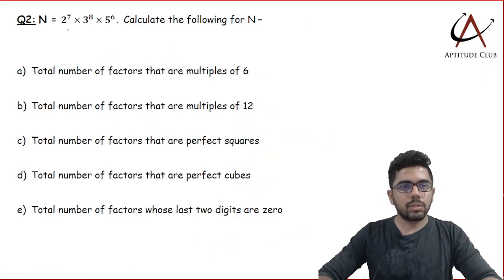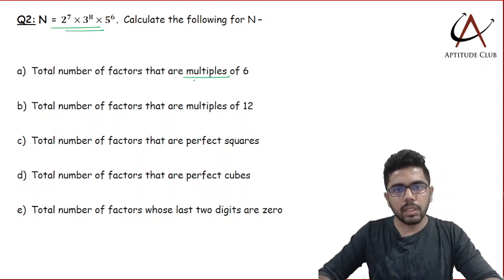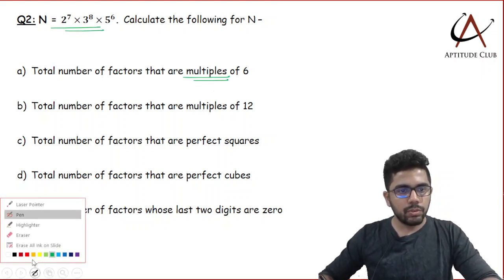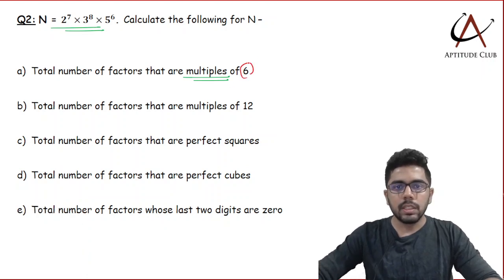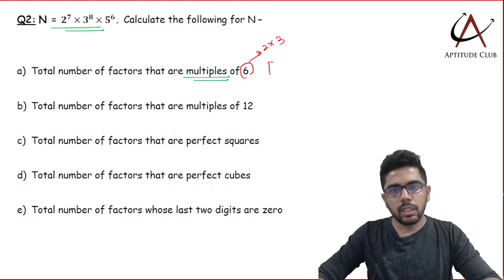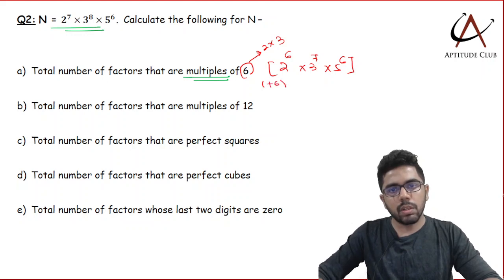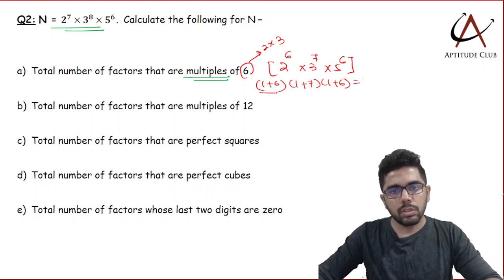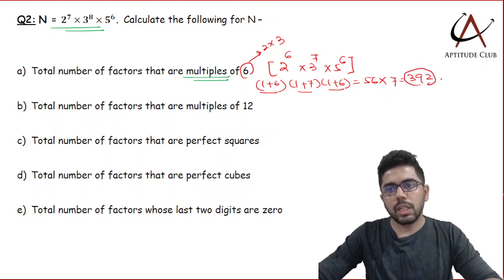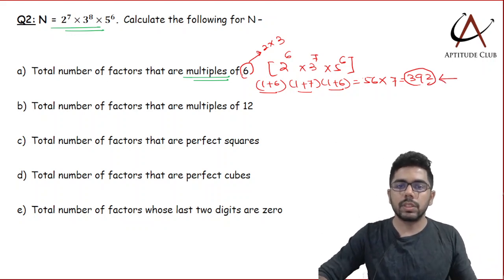So if you extend that to this question, मतलब ये n same रहा. Now look at this. How many factors are multiples of 6? So if you want your factors to be multiples of 6, 6 is a 2 and a 3. तो मैं अगर पेरेंट नंबर से एक 2 एक 3 निकाल लिया तो आई एम लेफ्ट विथ 2 to the power 6 into 3 to the power 7 into 5 to the power 6. So total number of factors will be (1 plus 6) into (1 plus 7) into (1 plus 6). So 7 into 8 into 7. So 56 into 7. So I get 392. So there are 392 factors that will be multiples of 6.